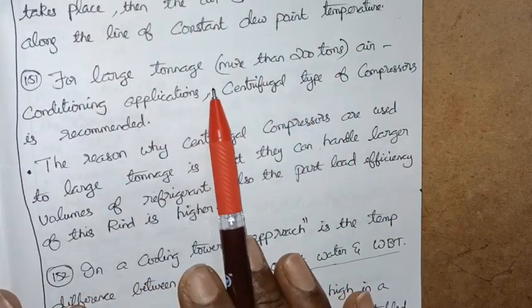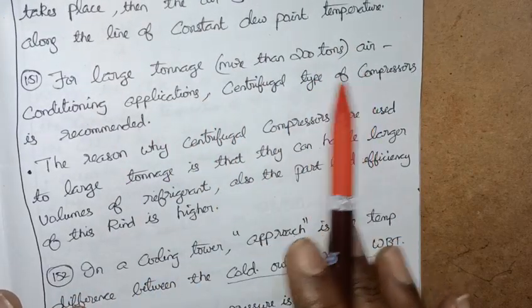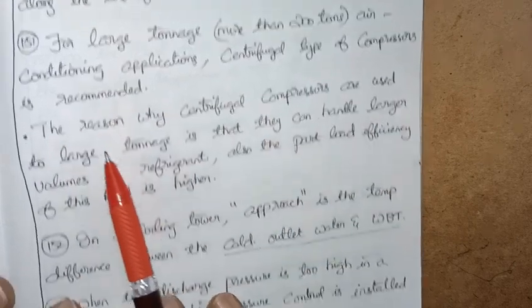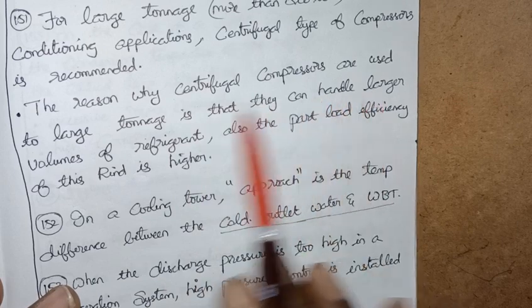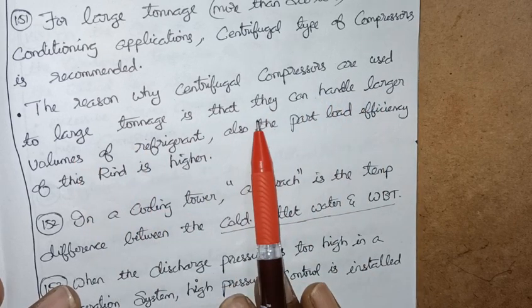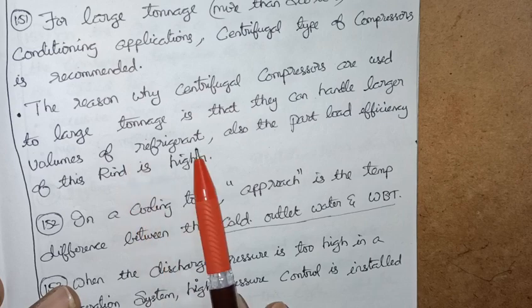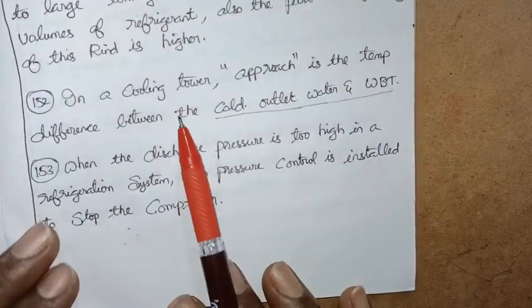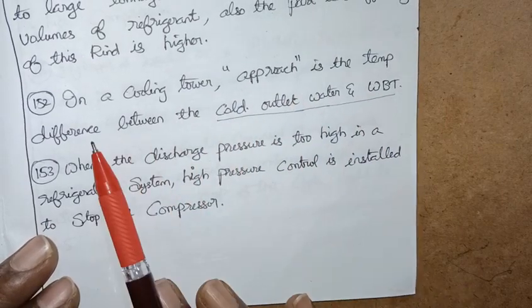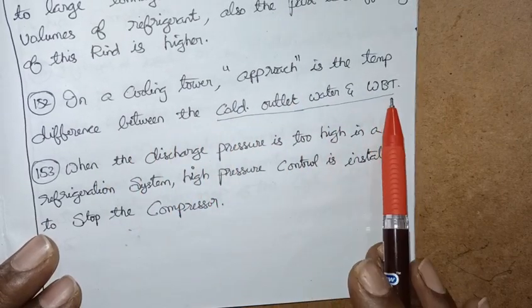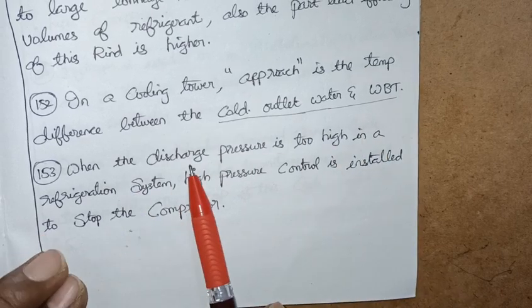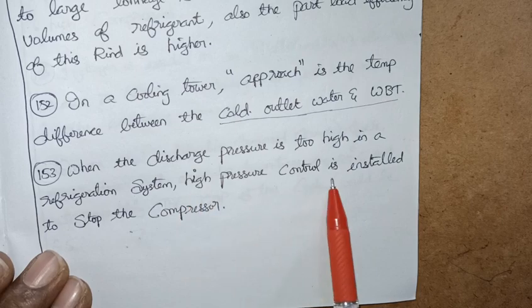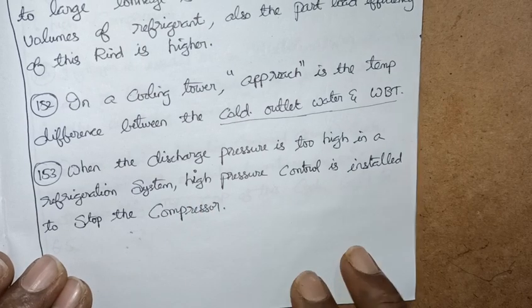For large tonnage, more than 200 tons, air conditioning applications, centrifugal type of compressors is recommended. The reason why centrifugal compressors are used for large tonnage is that they can handle larger volume of refrigerant. Also, the part loading efficiency of this kind is higher. In a cooling tower, approach is the temperature difference between the cold outlet water and WBT. When the discharge pressure is too high in a refrigeration system, high pressure control is installed to stop the compressor.